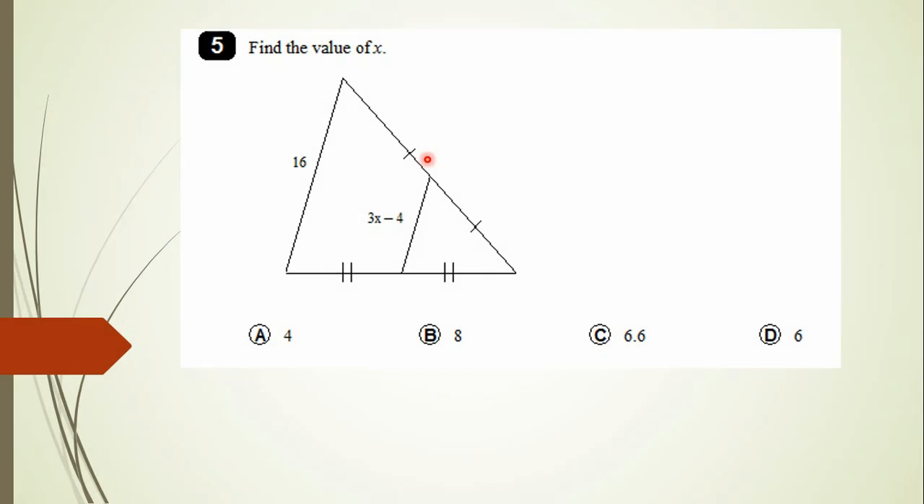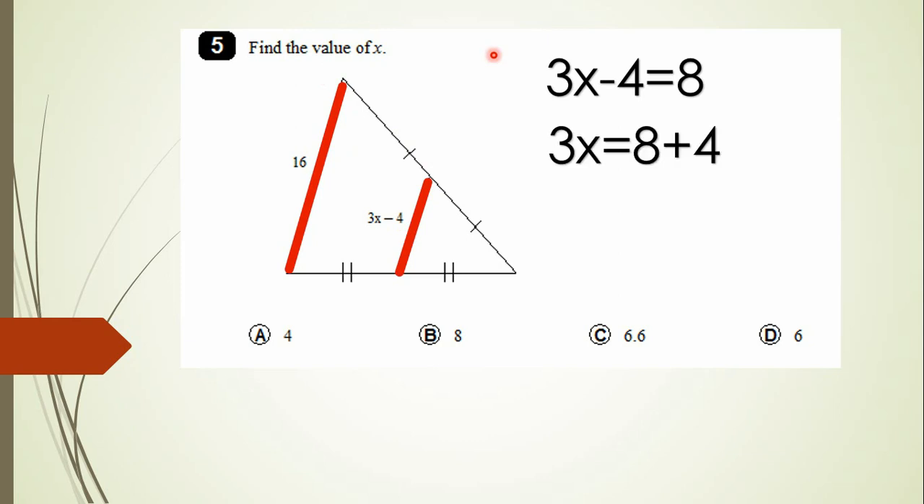Find the value of x. What is the mid-segment? This side equals half the length of the third side. Then 3x minus 4 is half of 16. This line is half of 16, which is 8. So 3x minus 4 equals 8. It will be 3x equals 8 plus 4, which is 12. Divide by 3, divide by 3, then x equals 4.